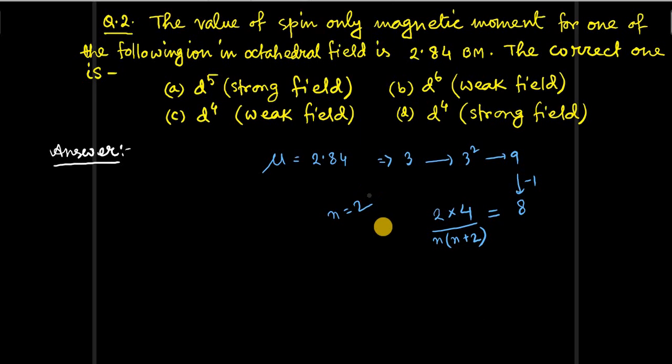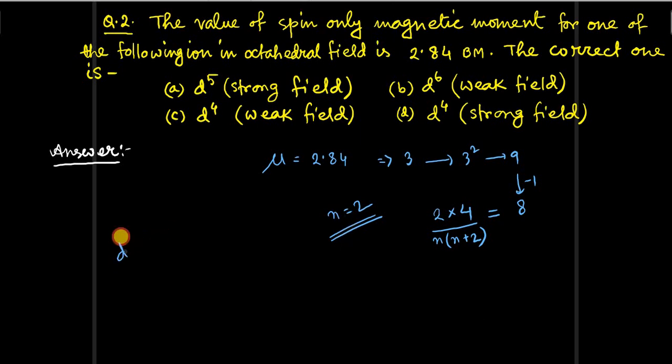And the magnetic moment is √8. You just simply find the square root of 8, you will get the value 2.84. This is a shortcut technique. Take the next whole number, square it, subtract 1 and you will get that number in the form of n into n plus 2. From there you will get n. So basically we need 2 unpaired electrons.